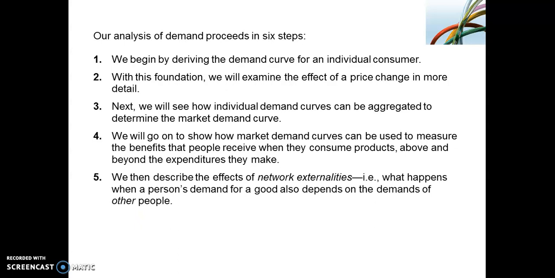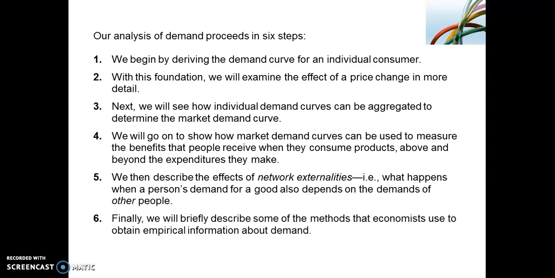Then in section 4.5, you will look at network externalities. That pertains to what happens if someone's demand for a good is dependent on the demands of other people. You will examine the snob effect and the bandwagon effect. And lastly, in section 4.6, we'll briefly describe some of the methods that economists use to obtain empirical information about demand.